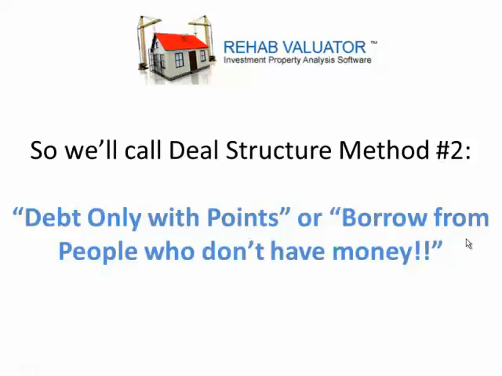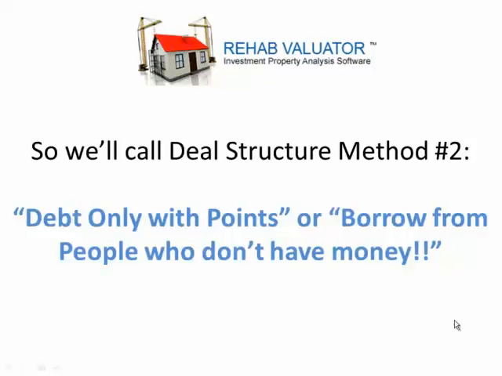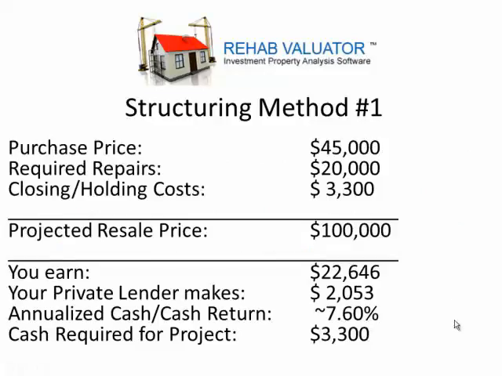All right, so let's review how these deals look in terms of numbers. So structuring method number one is where we just pay the simple interest rate to the private lender. All this is the same. Buy for 45, rehab for 20, closing and holding costs. Your projected resale price is $100,000. You earn $22,500 in the deal. Your private lender makes $2,000. Annualized cash-on-cash return to your private lender is about 7.6%, which is pretty nice. A lot of people will be very happy earning that kind of return backed by real estate.